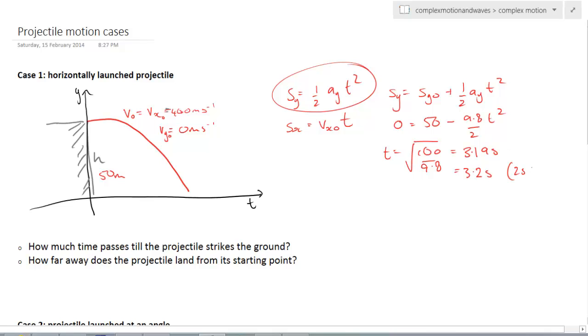Two significant figures. So then, if we want to find out the range of the projectile, how far it goes, we just substitute that back into the second equation here, which means Sx is equal to the initial velocity, which is 40, times 3.2, which gives you a range of 128 meters.